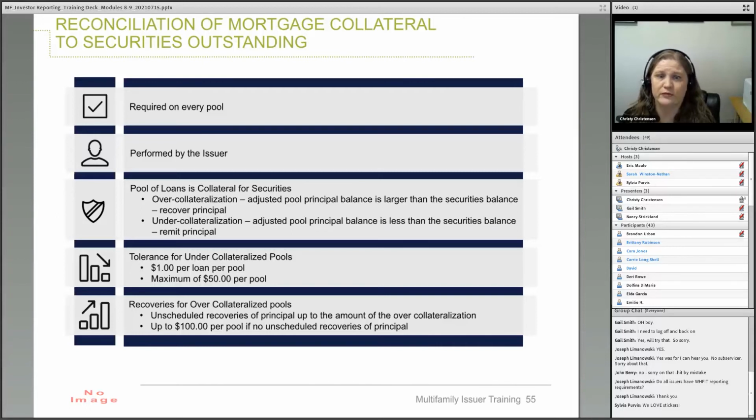Under collateralized means the adjusted pool principal balance is less than the security balance, and you will need to remit principal, most likely by a corporate advance. There is a $1 per loan per pool tolerance with a maximum of $50 per pool. Also, with these being multifamily pools, each project is different. Therefore, if you have passed through too much money and now have a pool to security difference, please contact your Ginnie Mae Multifamily account executive for guidance.